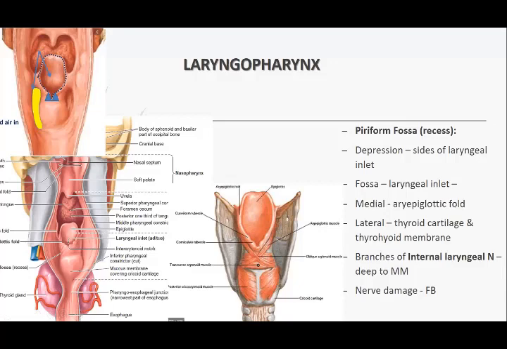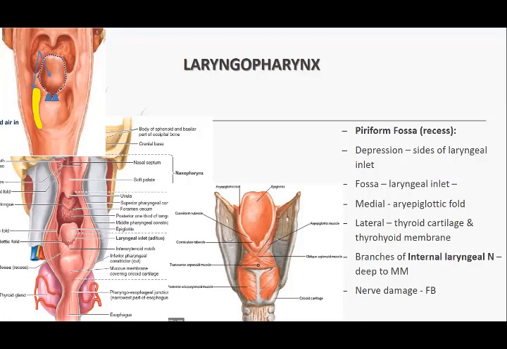Before that, what was the situation? In normal people, if, God forbid, any foreign body comes and lodges over here, the internal laryngeal nerve lying deep to the mucous membrane is very sensitive. It has a very rich sensory supply, so this area is very sensitive. As soon as the foreign body comes, a reflex coughing starts in order to push the foreign body out.